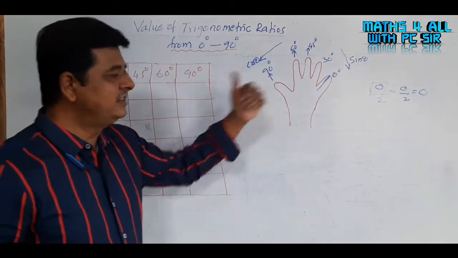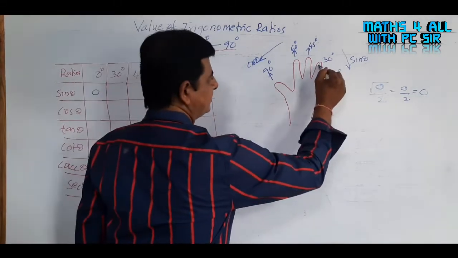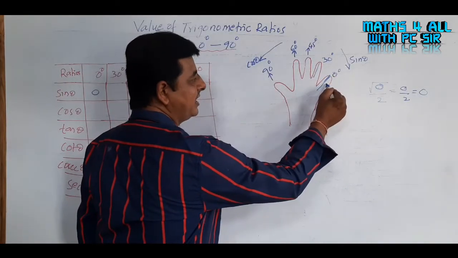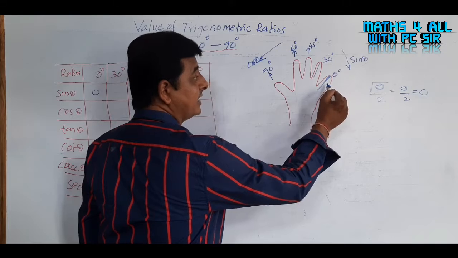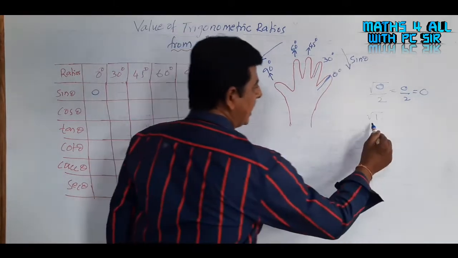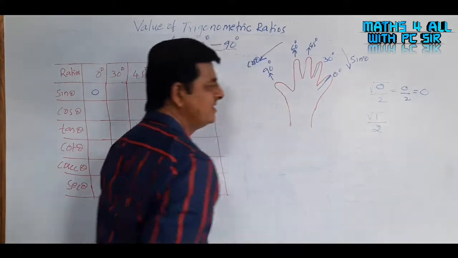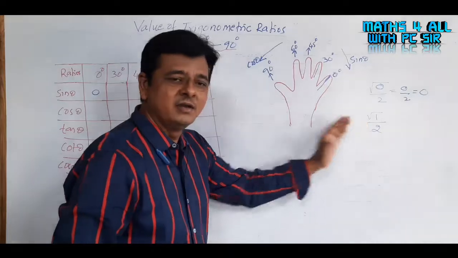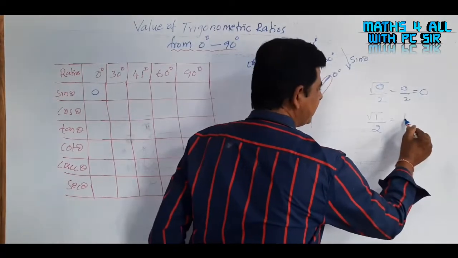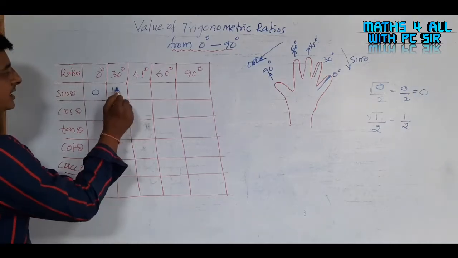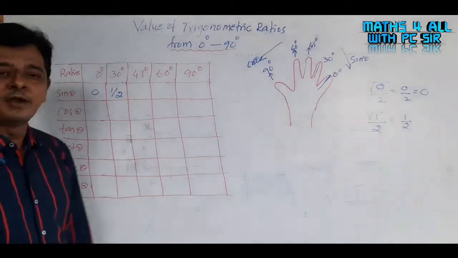Clear? Then let's do sin 30 degrees. This one, sin 30 degrees. How many fingers are left here? Only one finger. Understand? Only one finger. That is under root of 1, and that is divided by 2. Always divided by 2 only. Square root of 1, what is the square root of 1? Just 1 only. By 2. 1 by 2. So that is the value of sin 30. Sin 30 is 1 by 2.